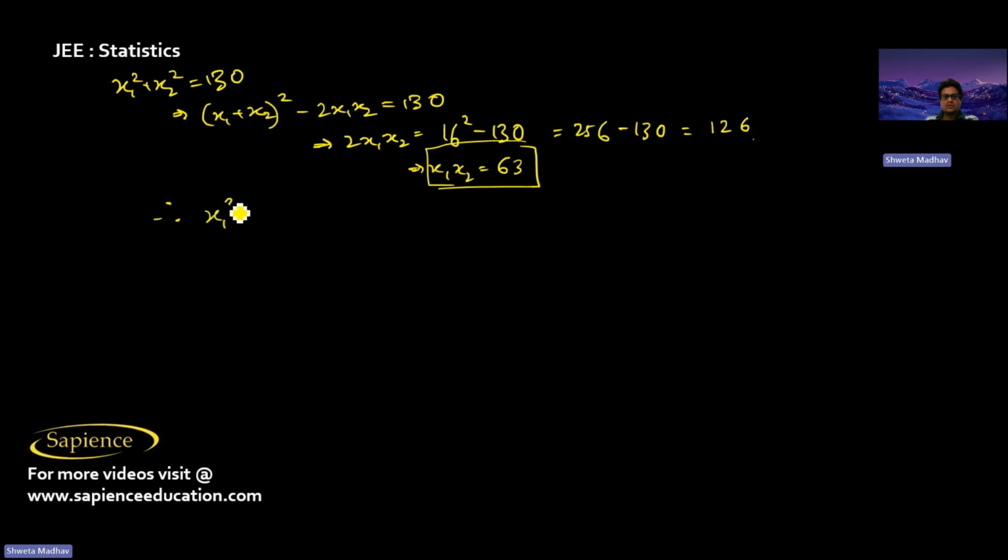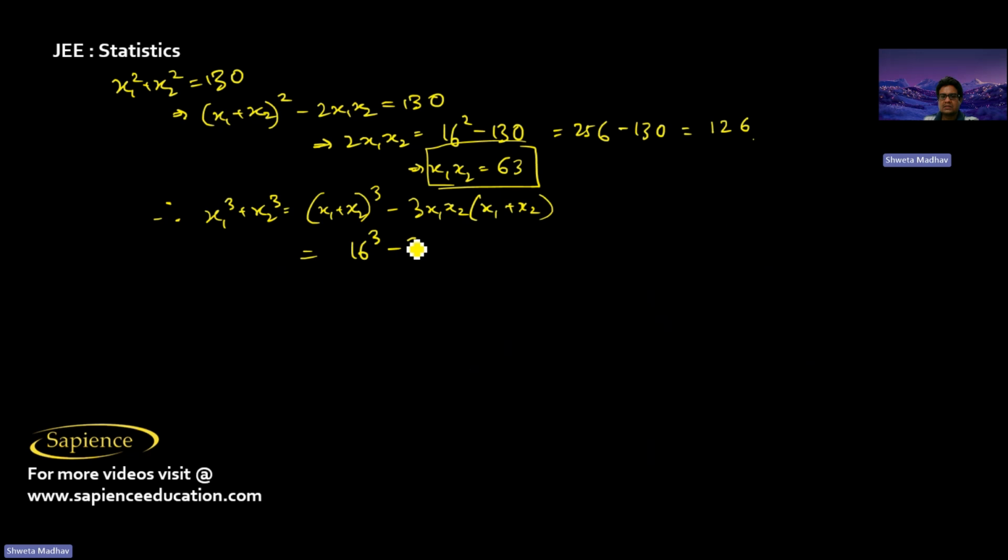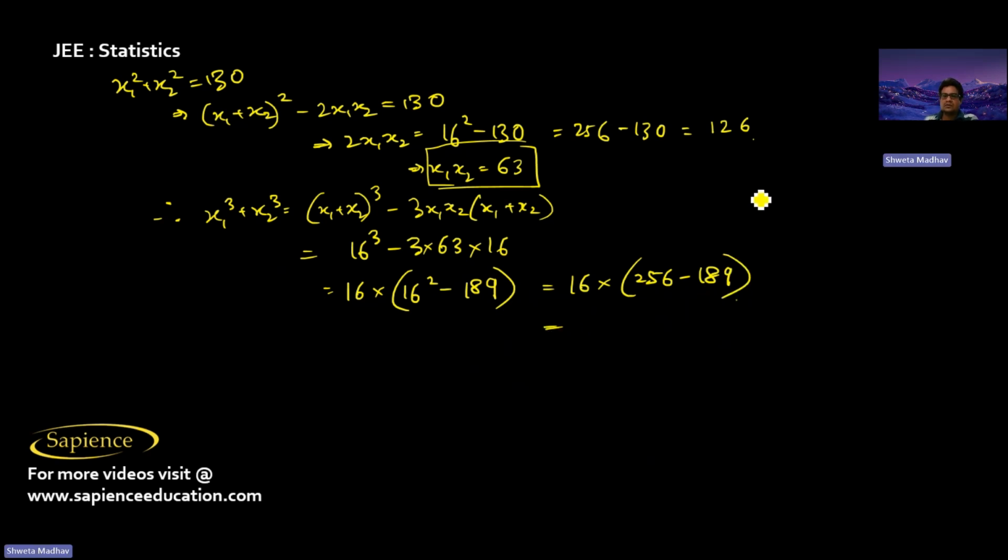Therefore, we need to find x1 cube plus x2 cube. That is equal to x1 plus x2 whole cube minus 3x1 x2 into x1 plus x2. So now x1 plus x2 is 16. So 16 cube minus 3 into x1 x2, that is 63, into 16. So this will be equal to, now 16 I can take as common, then this will be 16 into 16 square minus 3 nines are 27, that is 189. This will be equal to 16 into 256 minus 189. So this will be 256 minus 189.